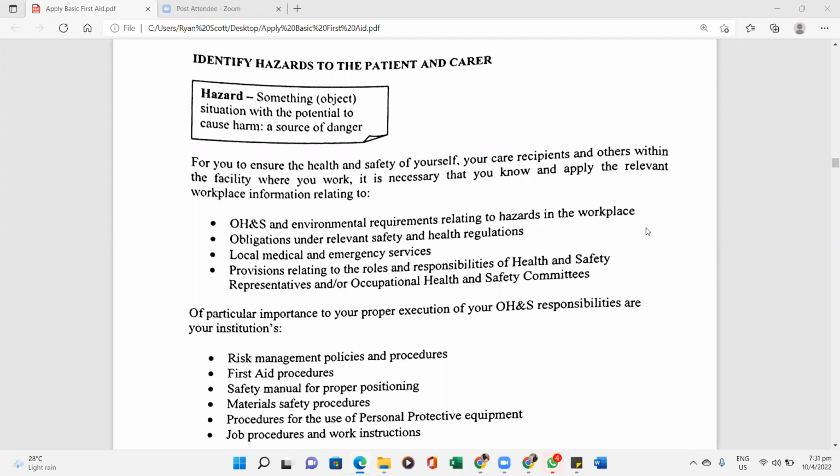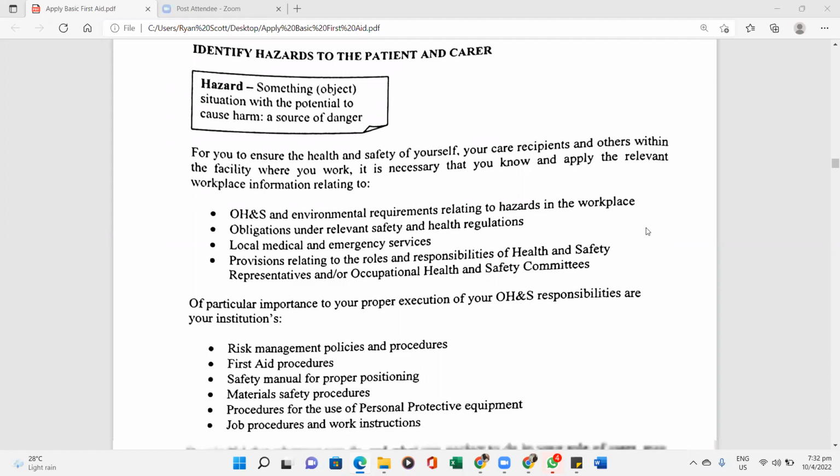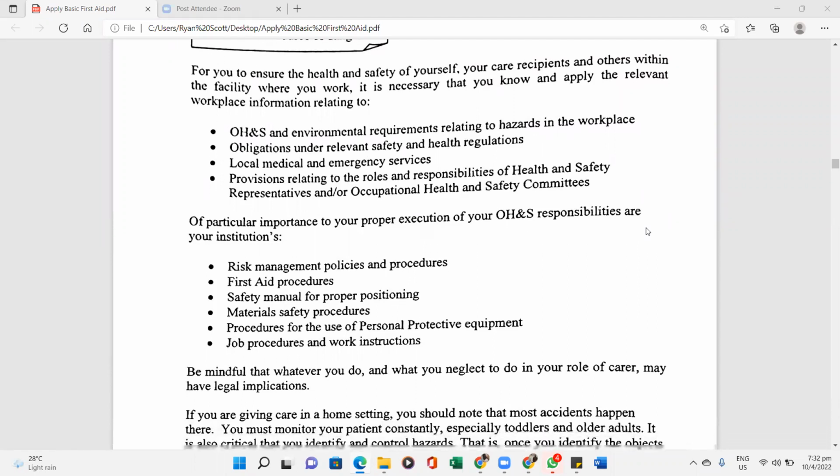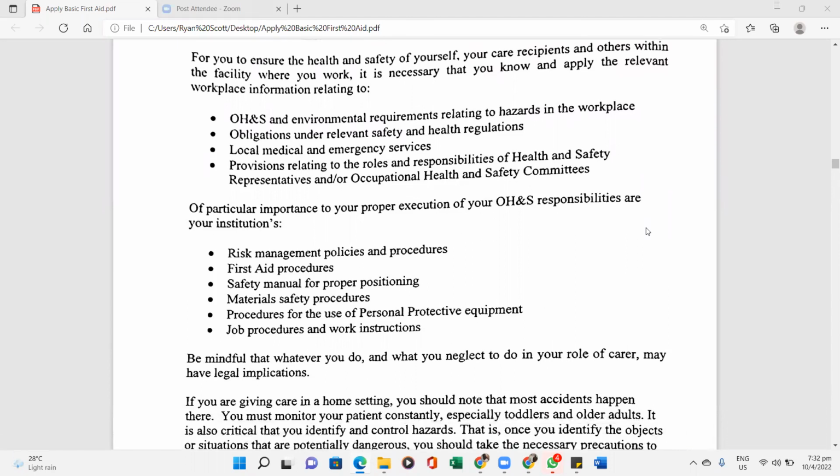Of particular importance to your proper execution of your occupational health and safety responsibilities are your institution's risk management policy and procedure, first aid procedures, safety manual and proper positioning, materials, safety procedures, procedures for the use of personal protective equipment, job procedures, and work instruction.